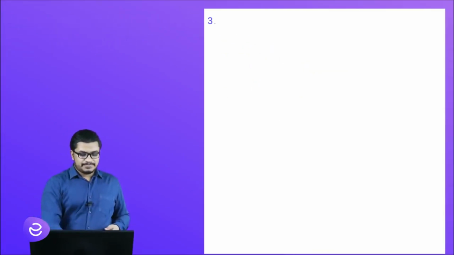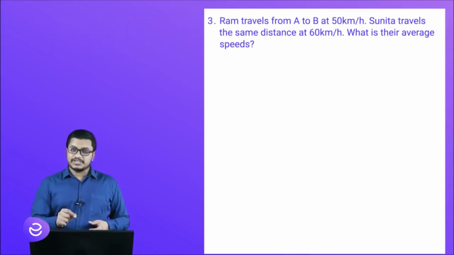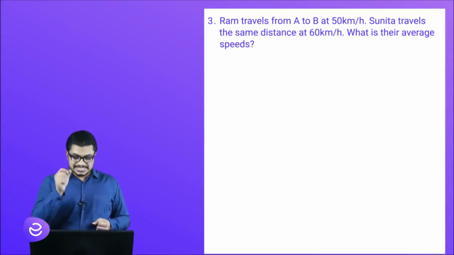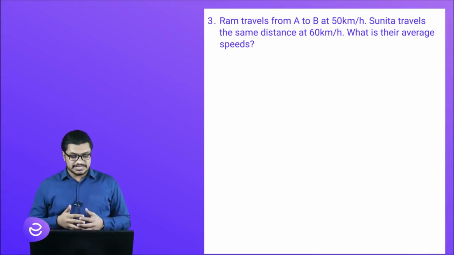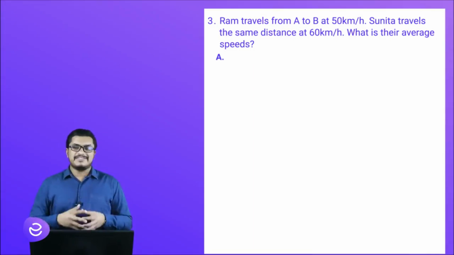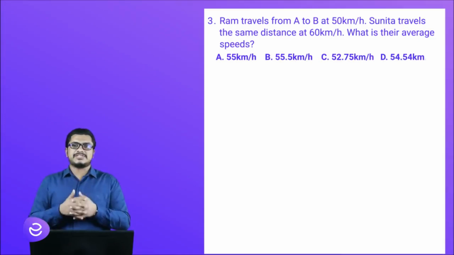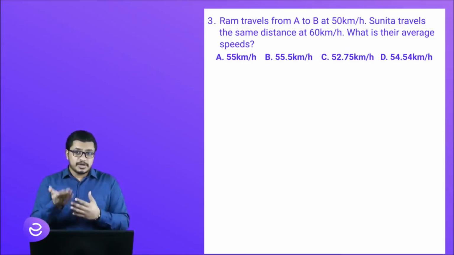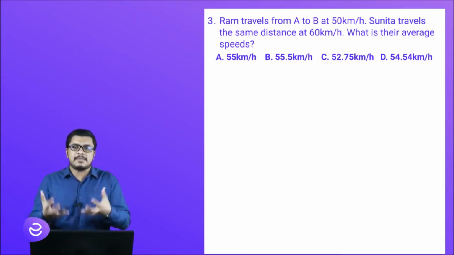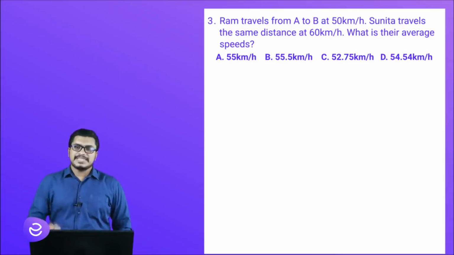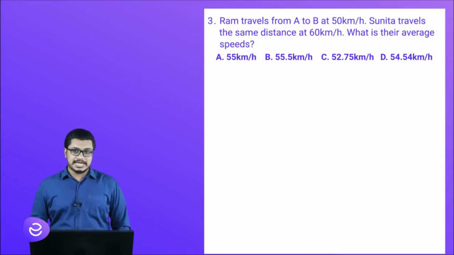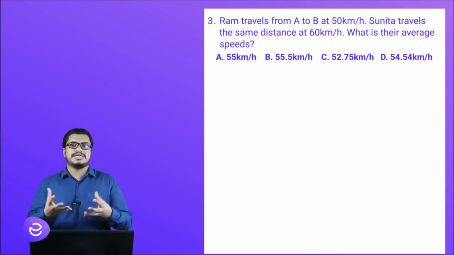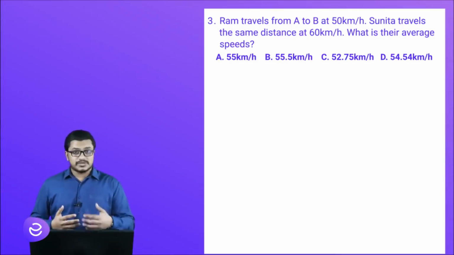Now one more example: Ram travels from A to B at 50 km per hour. Sunita travels the same distance at 60 km per hour. What is their average speed? Normally in the case of average, we add the observations and divide by the number of observations. But in the case of speed, we will not get the correct answer that way. In normal cases, we would have 50 plus 60 divided by 2, giving 55. And there is also an option called 55.